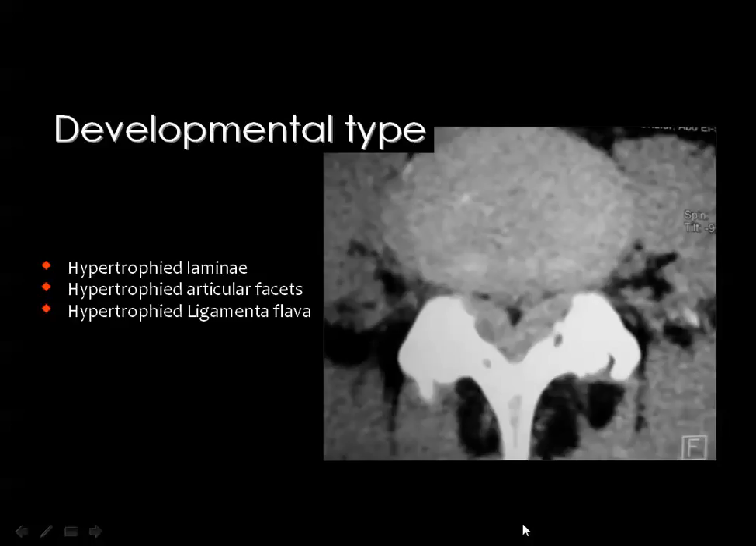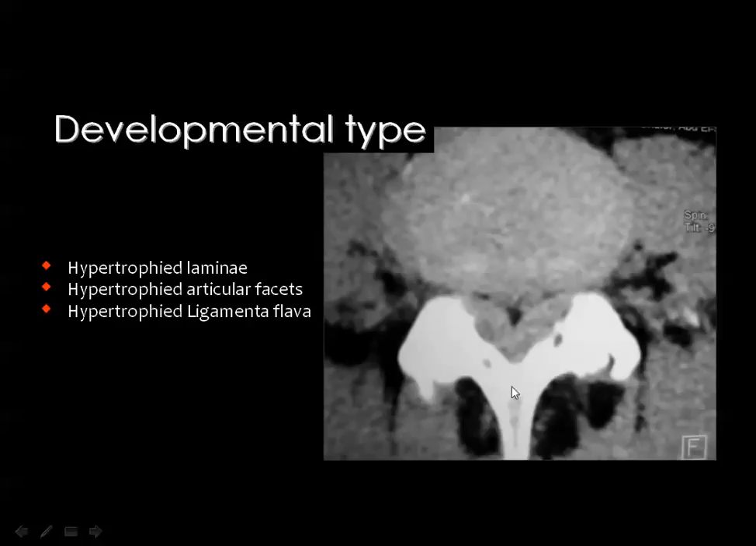The second type is known as the developmental spinal canal stenosis. In this type, if you measure the diameter of the spinal canal, it may be within normal. But if you look carefully inside the spinal canal, you can see that the thecal sac is markedly compressed and flattened because the spinal canal is narrow, and the cause of narrowing is threefold. Number one, these are the ligamenta flava, which are markedly hypertrophied, then the articular facets, and hypertrophied short laminae.